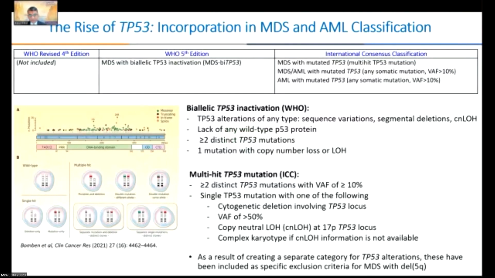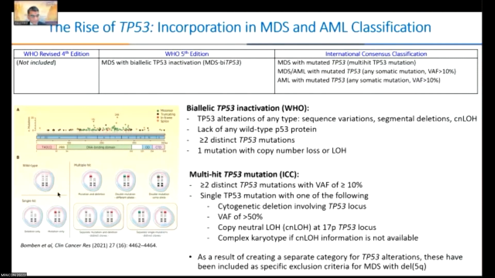One of the major advances or important changes that has been incorporated now is the role of P53. We have always known that P53 imparts a poor prognosis in many of these entities, but the role has now been formally integrated into diagnostic terminology. For some of these terminologies, the WHO classification uses the term biallelic P53 inactivation. ICC uses the term multi-hit P53 mutation. And as you can see here, there are different ways of incorporating this.